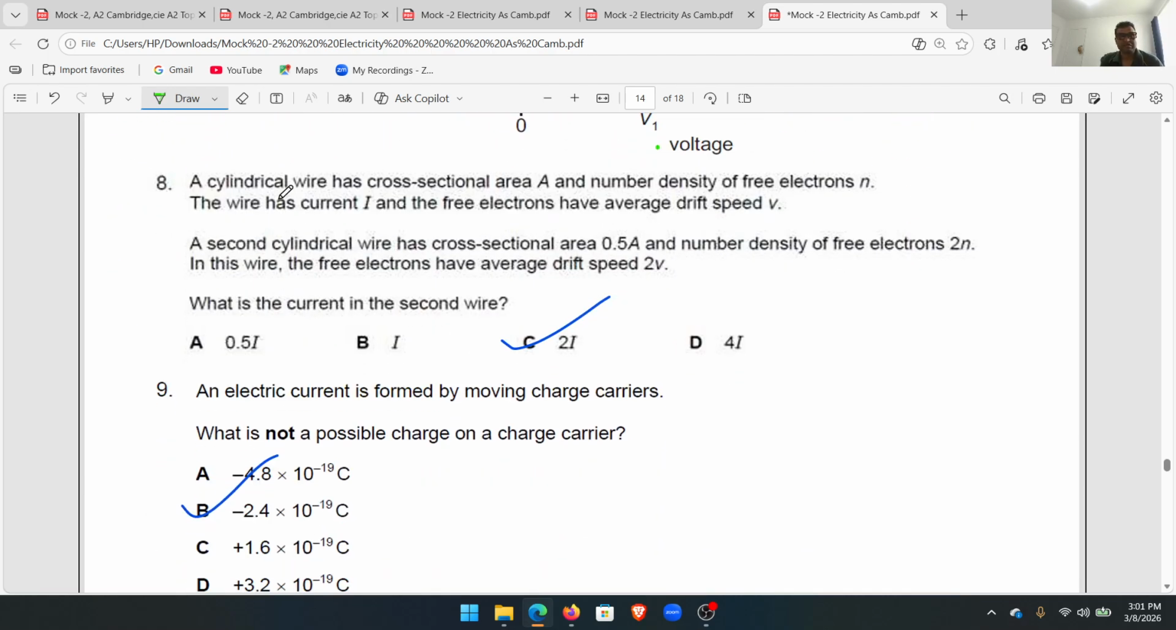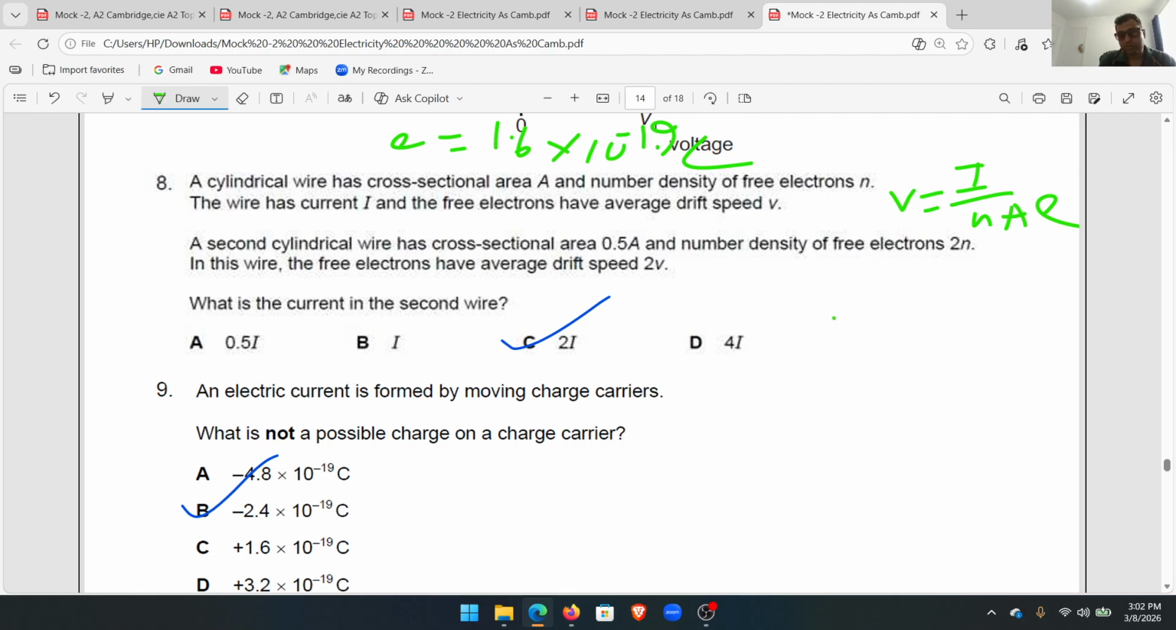Done? Done. Now, a cylindrical wire has a cross-section area A, number density N. Drift velocity formula is I by NAE or NAQ. Q is the charge of electron. It has a fixed value, e has a fixed value 1.6 times 10 to the minus 19 coulomb. A second wire has the same cross section, but the area is 0.5 of previous, and 2N. What is the current in the second wire?